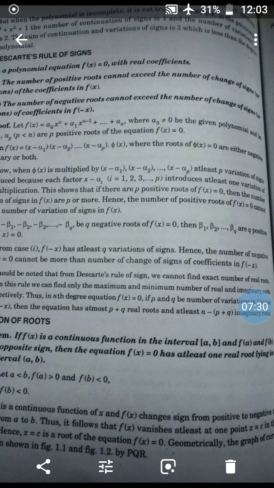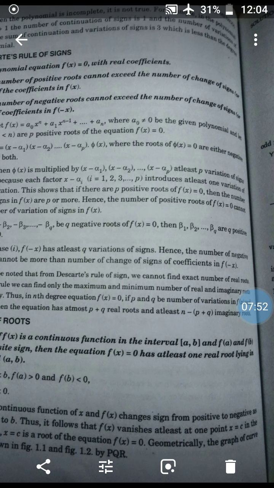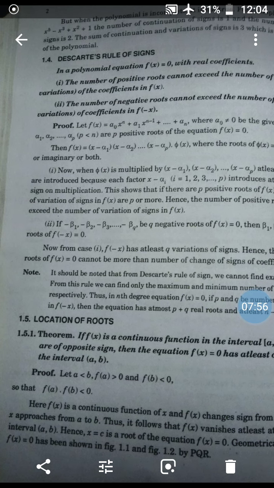We are given that f of a and f of b are of opposite sign, so without loss of generality, we can assume that f of a is greater than 0 and f of b is less than 0. Therefore, f of a into f of b is less than 0. Here, f x is a continuous function, therefore f x changes sign from positive to negative as x goes from a to b.